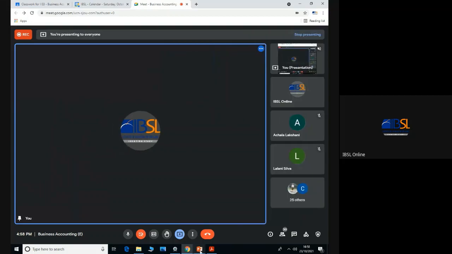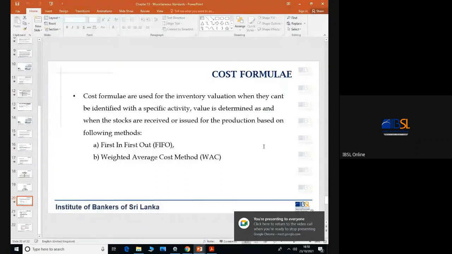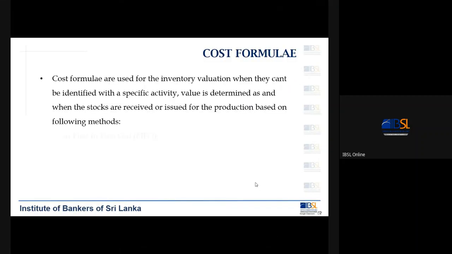No answers. Okay. Another method that is popular is called LIFO, last in, first out. That is also somewhat a method that is widely used. But when it comes to the cost valuation or the inventory valuation, these two are the most common and popular methods: first in, first out, and weighted average cost method. Right.